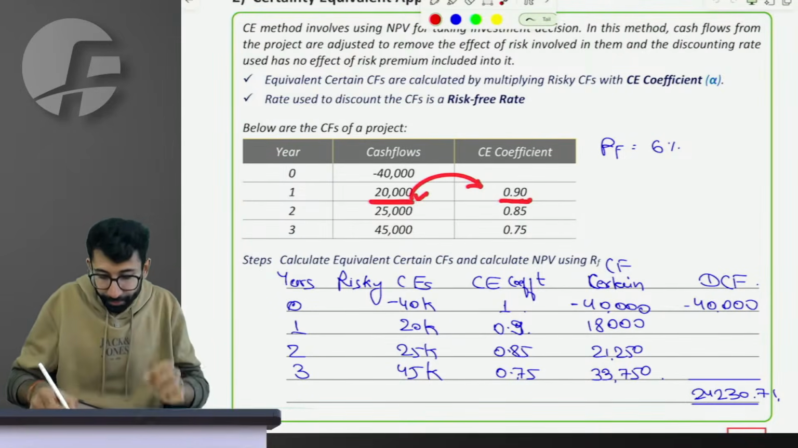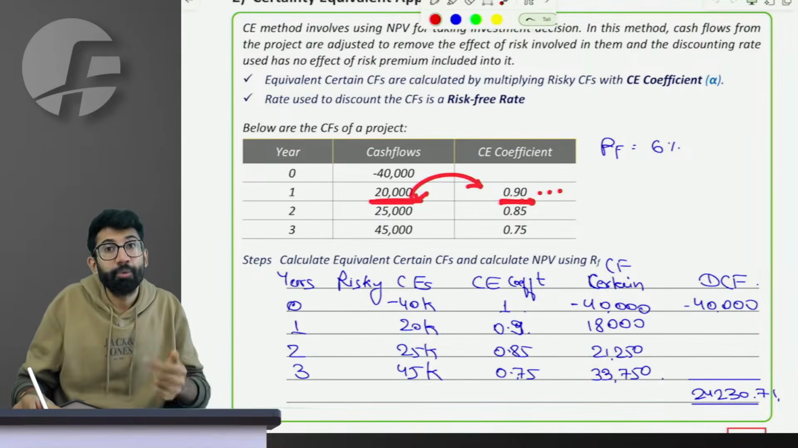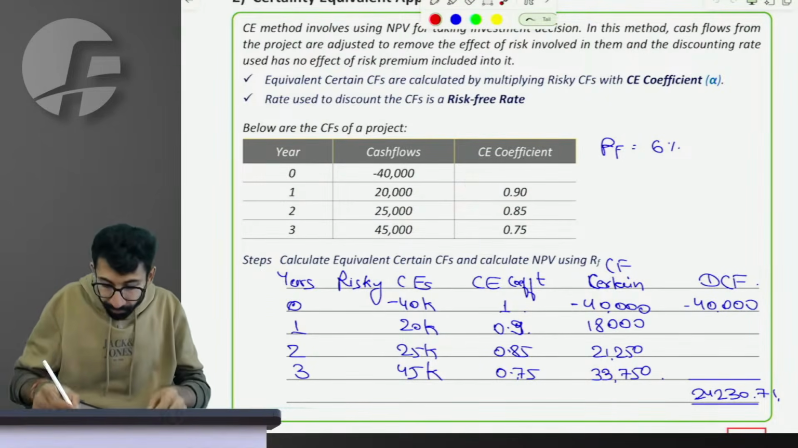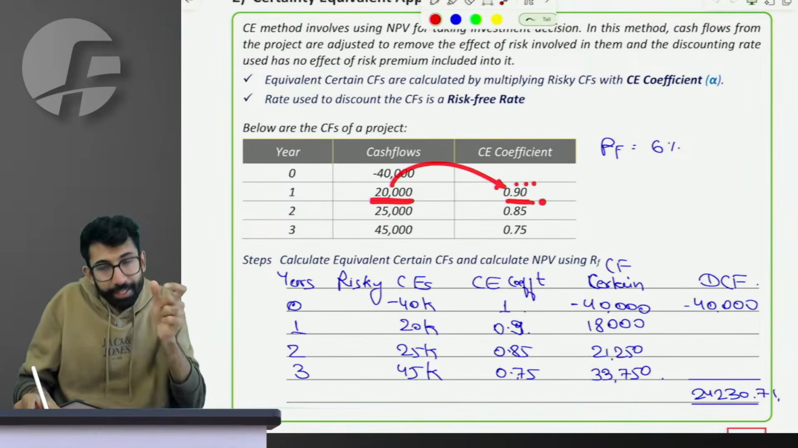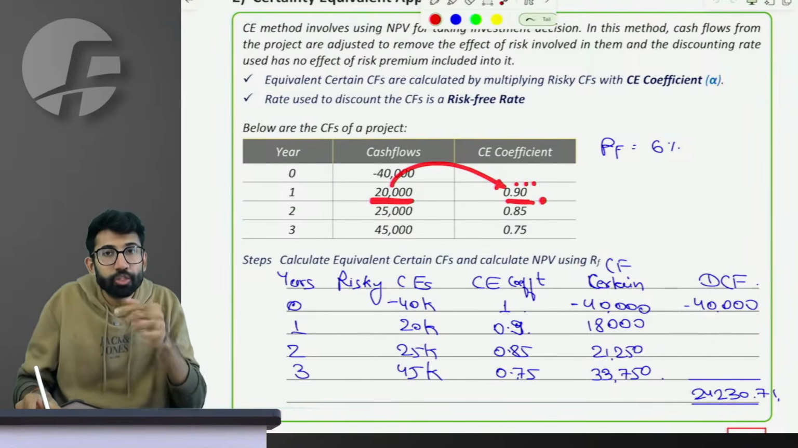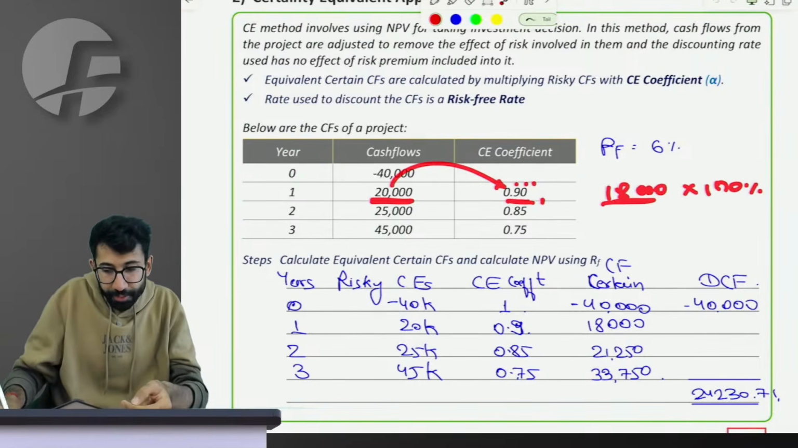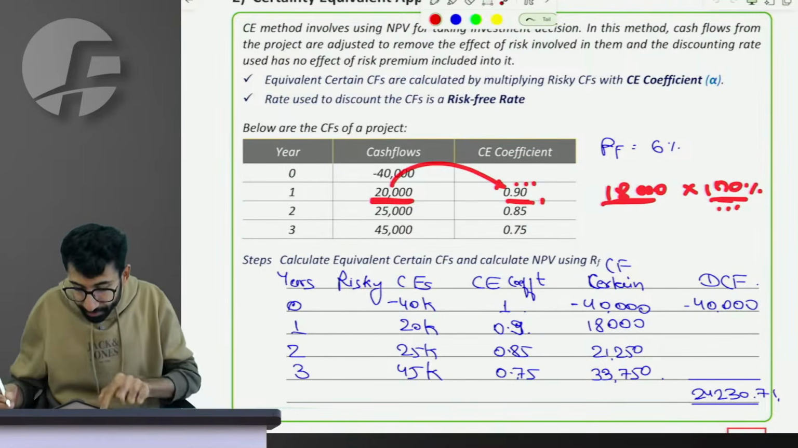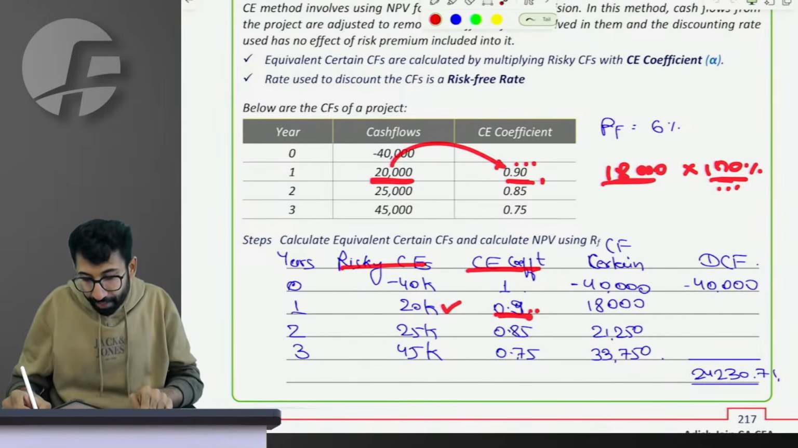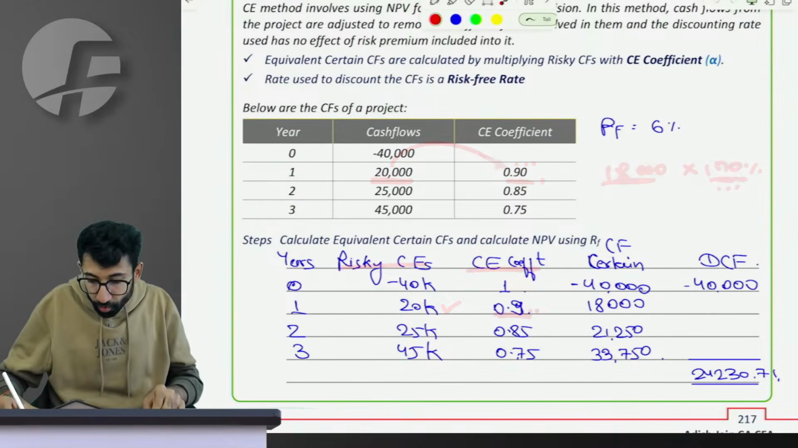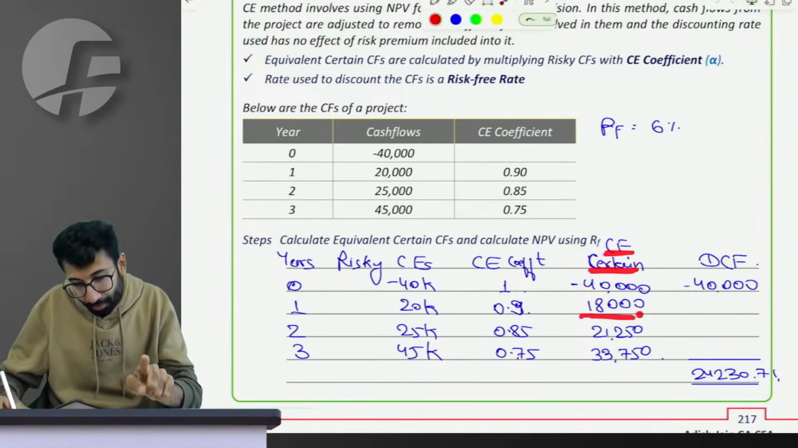In the first year I have 20,000 inflow. The certainty equivalent coefficient is 0.9, meaning to say the 20,000 I will receive has only a 90% chance. So it is like receiving 18,000 with 100% possibility. Converting the risky cash flow of 20,000 with the 0.9 coefficient, an equivalent amount of cash flow which will be certain is only 18,000.